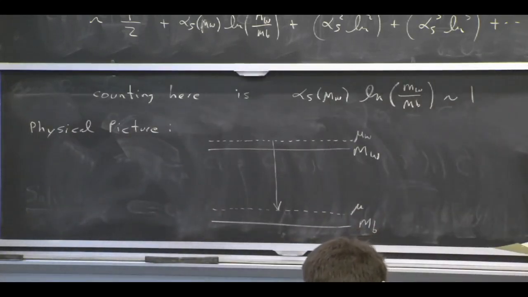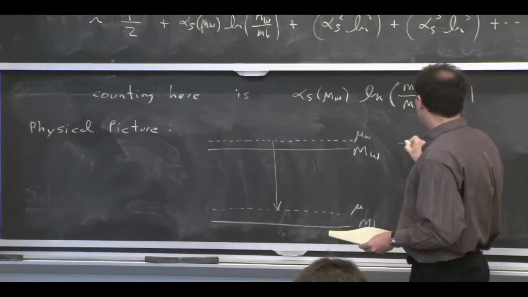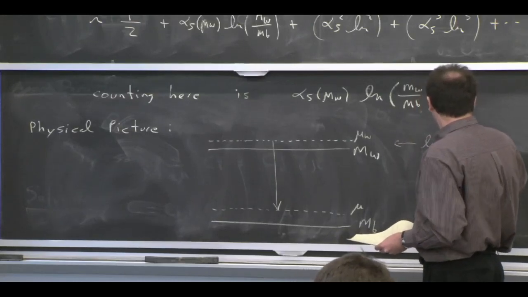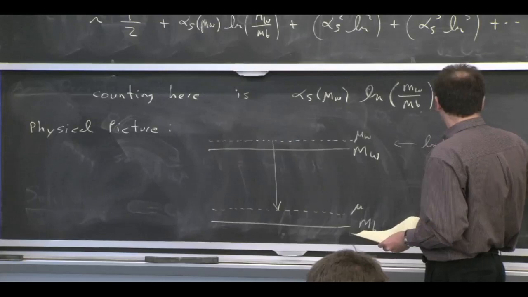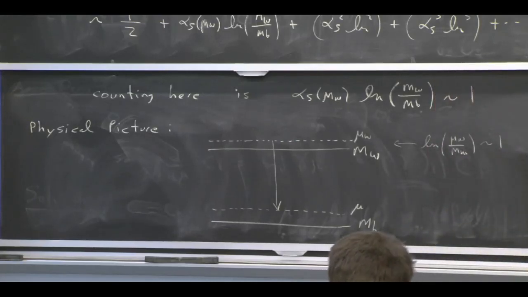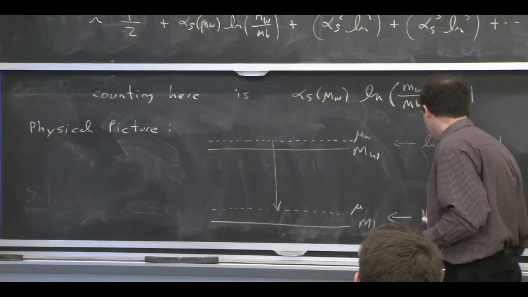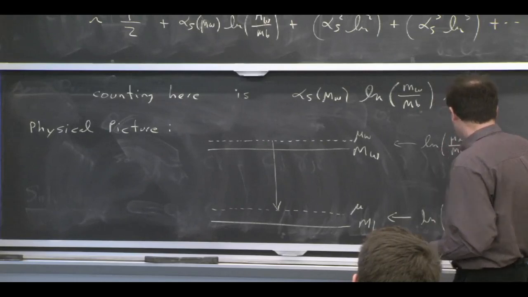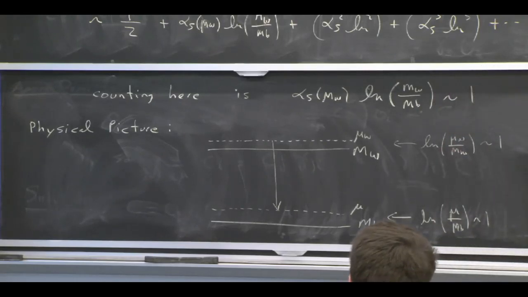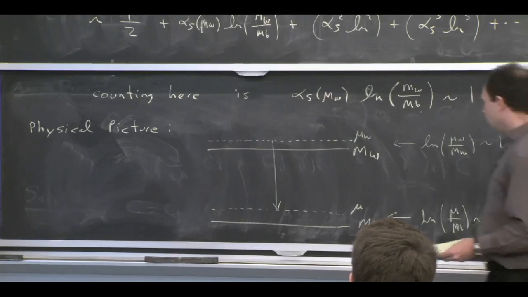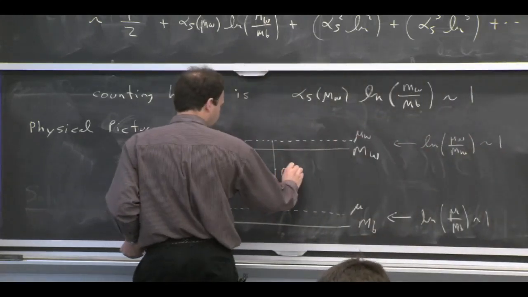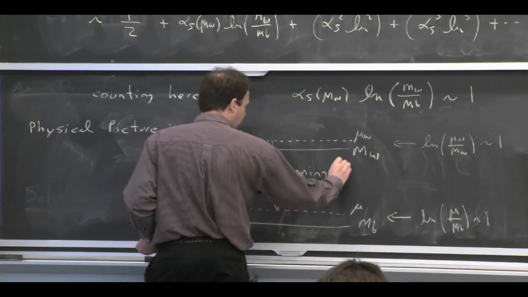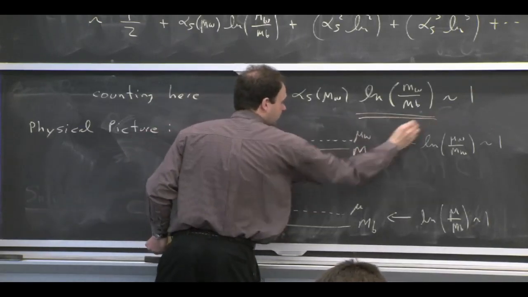So what that means is that in terms of counting, logs of mu W over MW are counted as order 1. And then down here, logs of mu over MB are counted as order 1 numbers. Could be 0, but 0 is order 1. Not enhanced such that they would compensate for a factor of alpha. And this is the renormalization group evolution, or the running, that sums up these logarithms here, which are the large logs.